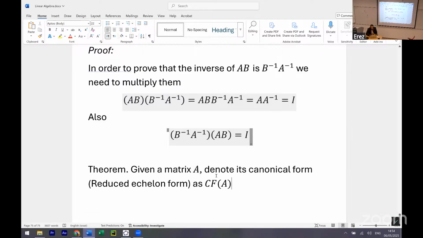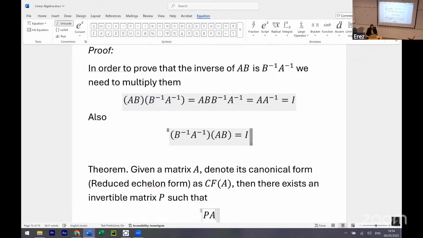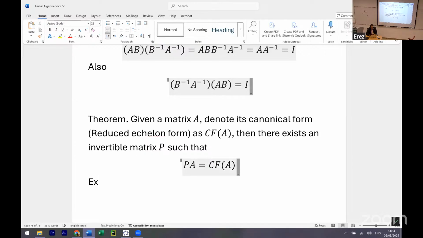So the theorem: given a matrix A, denote its canonical form. Then there exists an invertible matrix P such that P times A is the canonical form of A. Okay, and yes, I'll write an explanation.